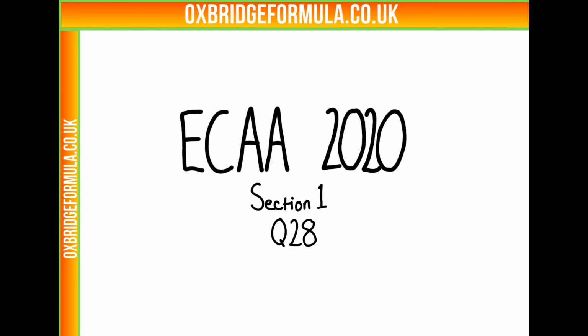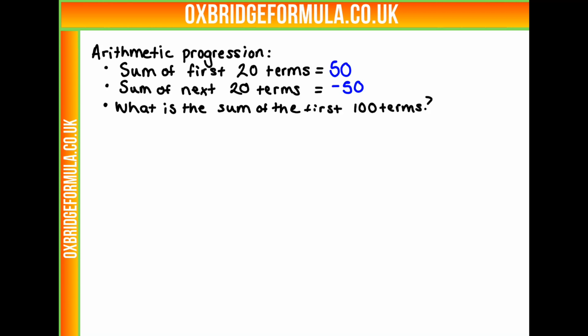In this video, we're looking at ECAA 2020, Section 1, Question 28. So, we have an arithmetic progression, and the sum of the first 20 terms is 50, and the sum of the next 20 terms after that is minus 50. And we're asked to work out what is the sum of the first 100 terms.